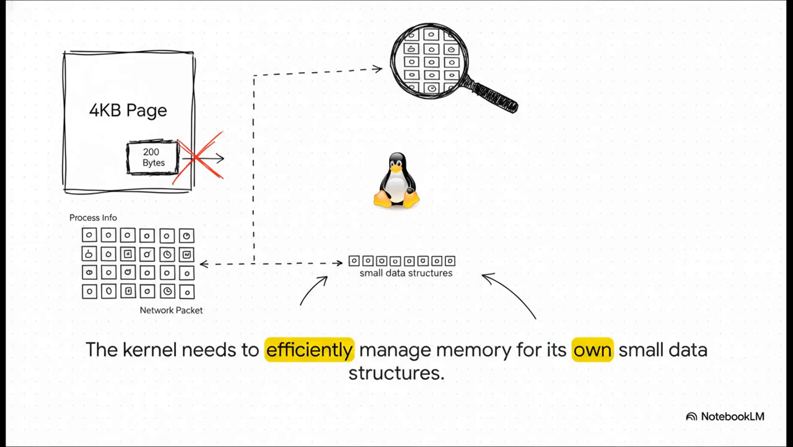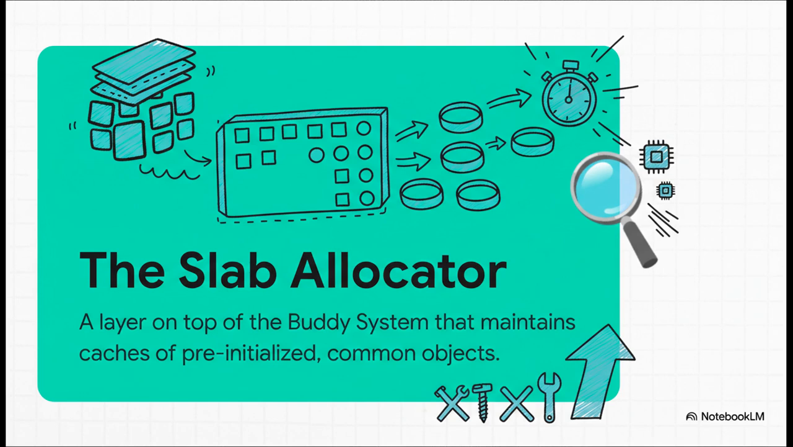But wait, there's a catch. The buddy system is fantastic for big page-sized chunks of memory, but it's actually pretty wasteful for the thousands of tiny little things the kernel itself needs all the time. I'm talking about stuff like process information or file handles. Think about it. Allocating a whole 4 kilobyte page just to store a 200 byte object, that's super inefficient. This means we need another layer of optimization on top. And that's where the slab allocator comes in.